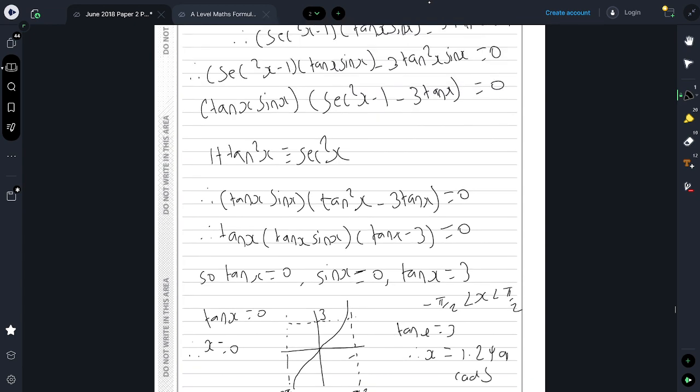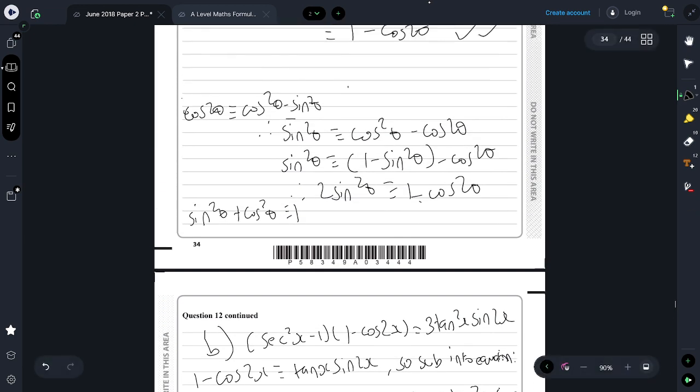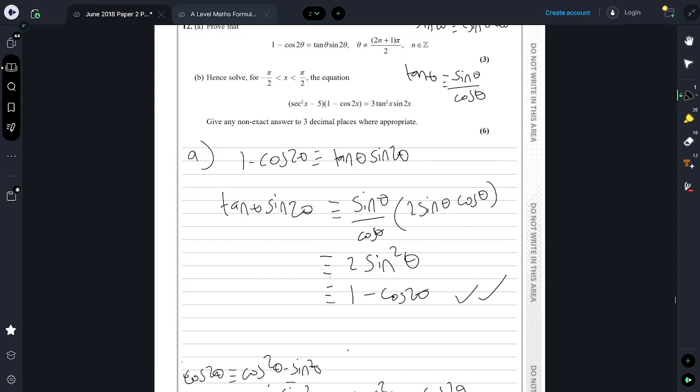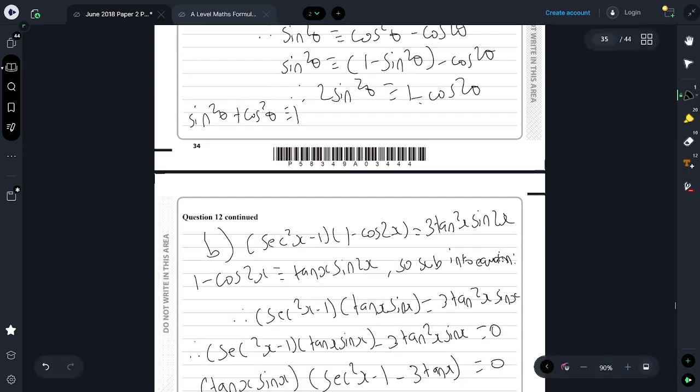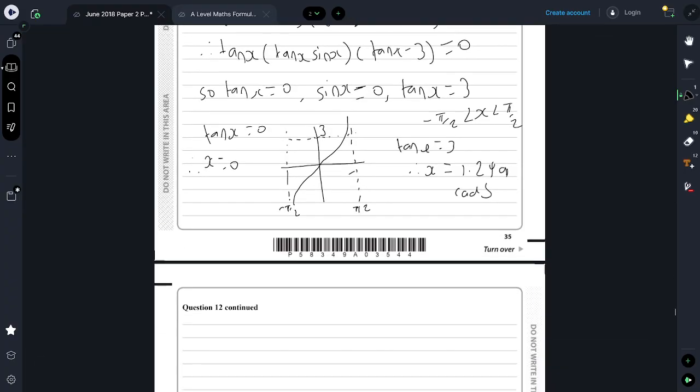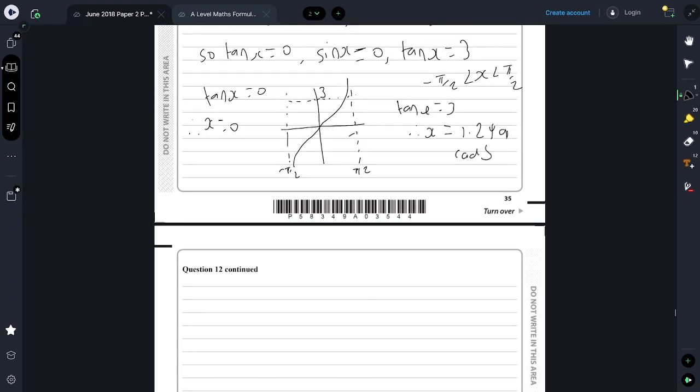Does it say to how many decimal points? Give any non-exact answer to 3 decimal points. Oh, okay. Yeah, so 1.249. Okay, so that's two of them: tan x is 0, tan x is 3. What about sin x?